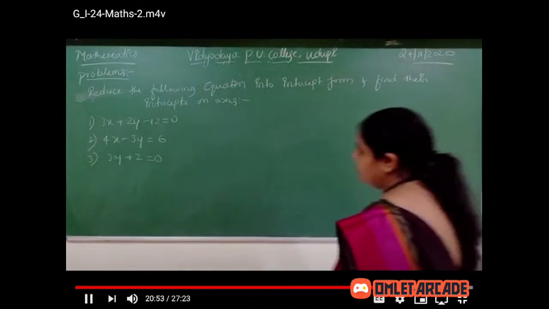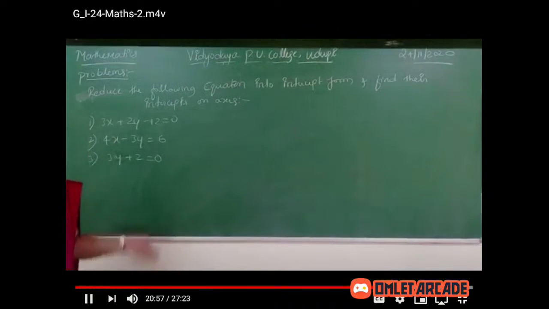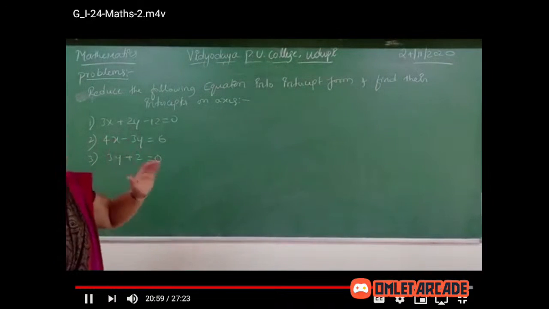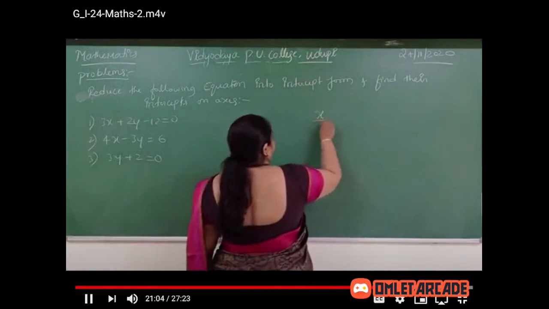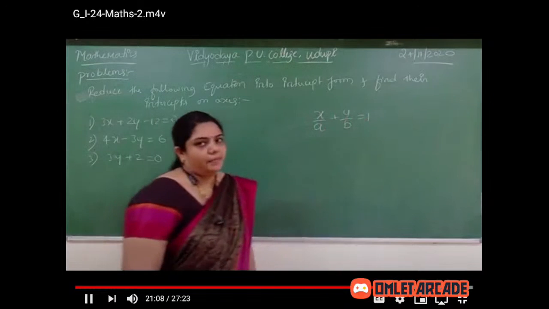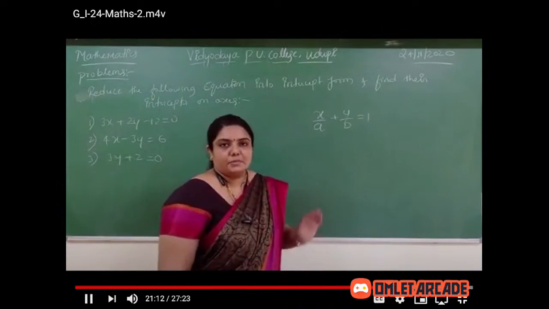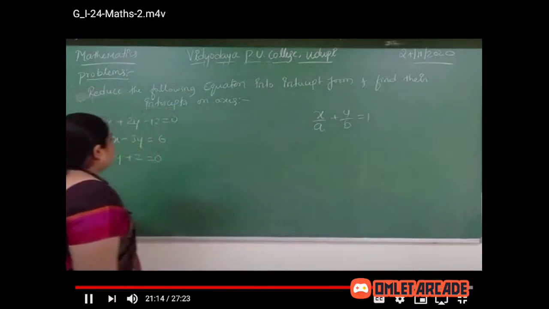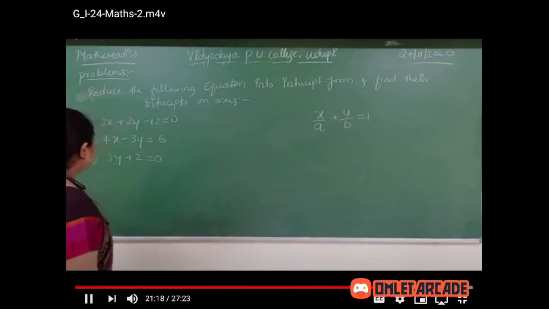Next question. Reduce the following equation into intercept form and find the intercepts on the x-axis. You know how the intercept form looks. It is x by a plus y by b is equal to 1, where a and b are the x and y intercepts respectively.